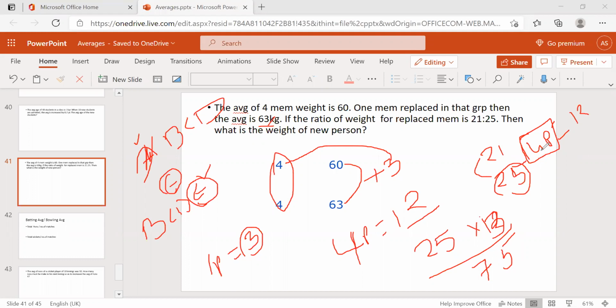So I just took these 4 parts as 12. Actually, the difference is 4 parts and the difference here is 12. So 4 parts is 12, 1 part will be 3. Okay, now, is it clear?